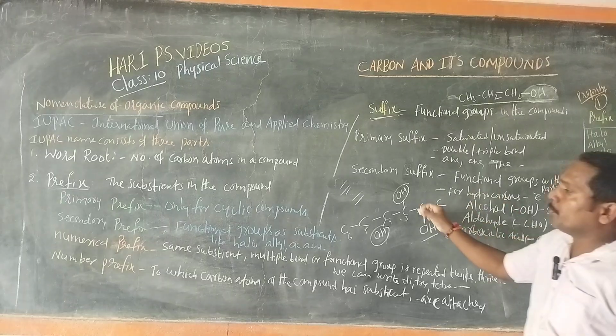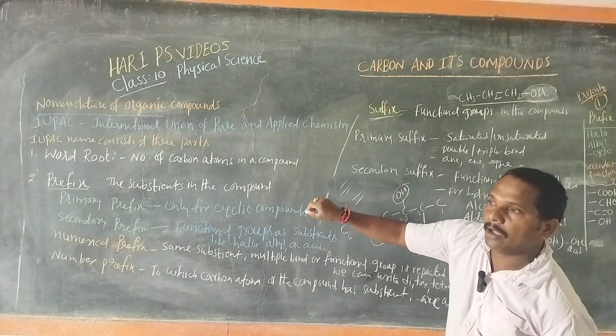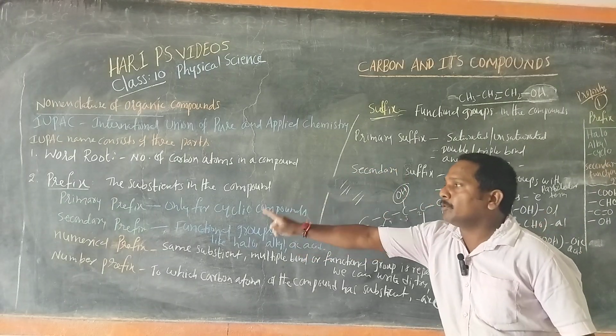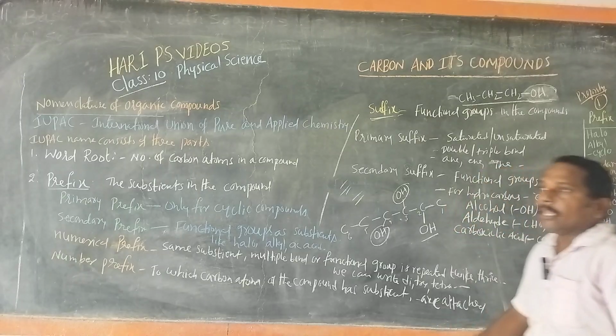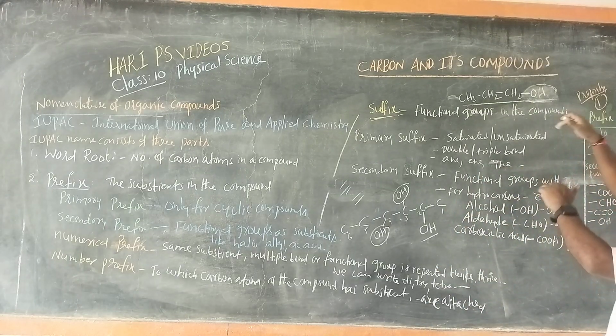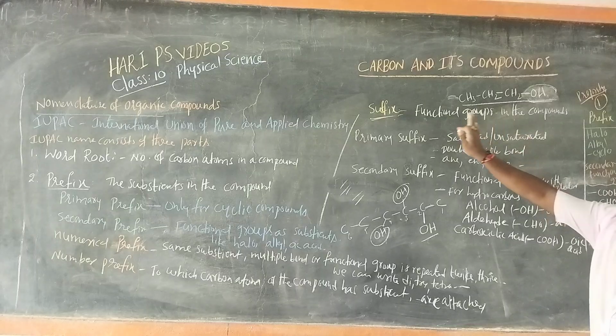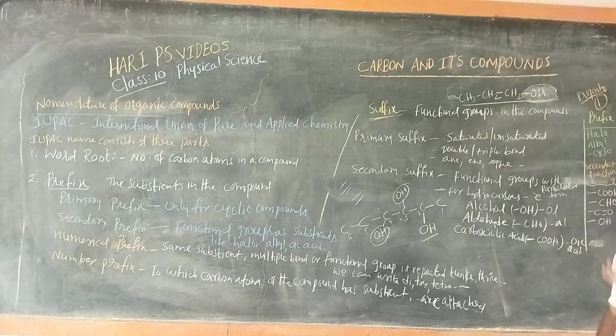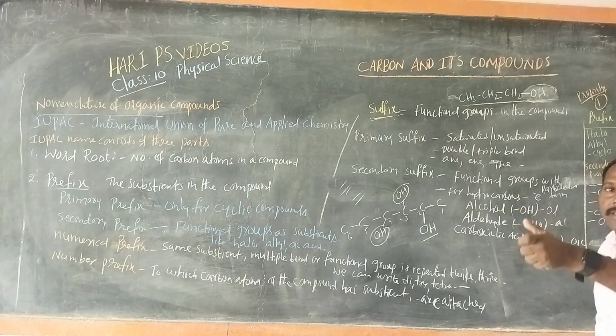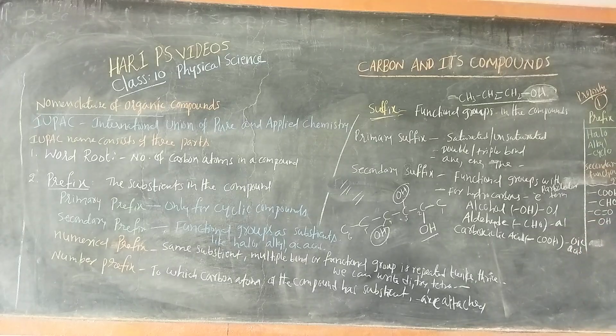If the functional group is a substituent, then we can call it a prefix. If the functional group is a part of the main compound, then we can call it a suffix. So this is the difference between prefix and suffix.